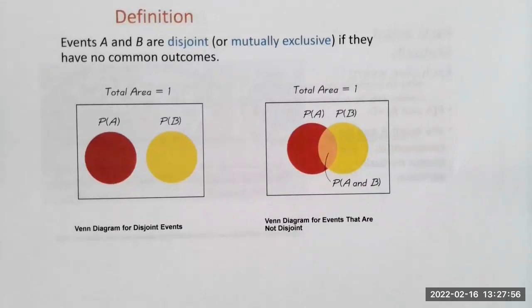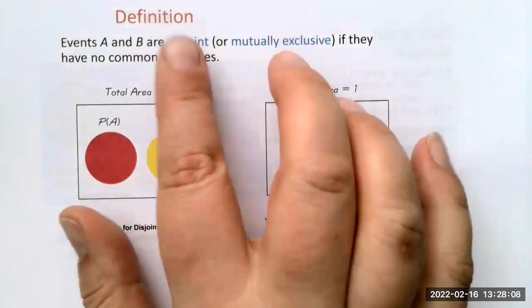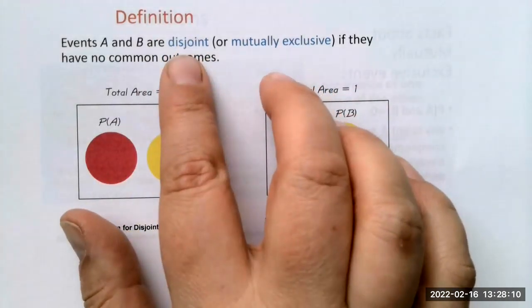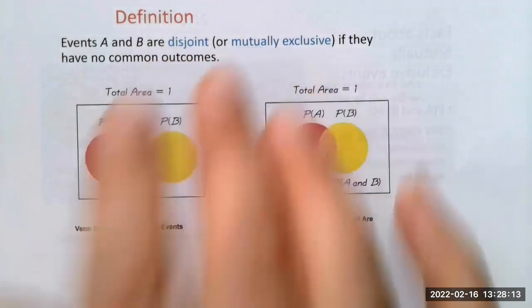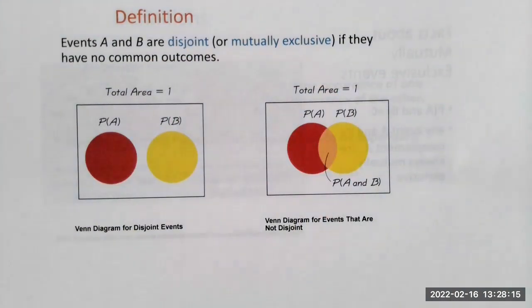In this video, I would like to talk about two more definitions. The first being disjoint or mutually exclusive events. Some books use the term disjoint and other books use mutually exclusive. I like mutually exclusive better because it describes basically better what they are. And basically what that means is that they have no common outcomes.